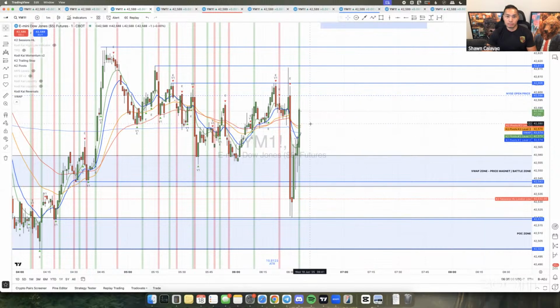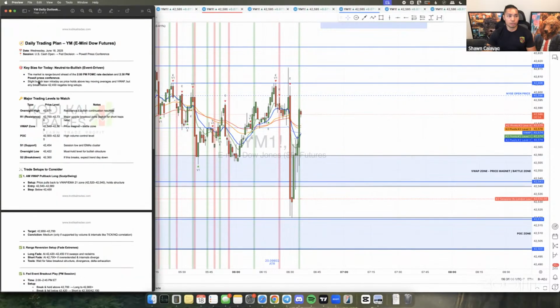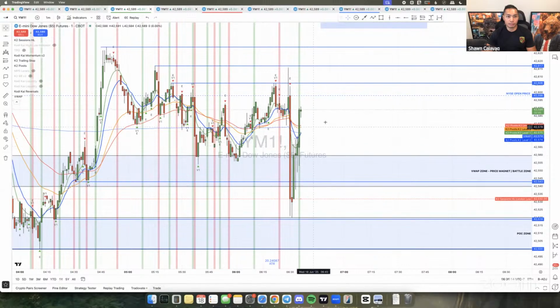All right, guys, we got price pushing back up. This is completely fine. This is what we anticipated for today. As you saw from the PDF I mentioned over here, market is range bound ahead of the FOMC rate decision and press conference later today. So we're probably going to be in a bit of a range. You can see price here is already ranging.